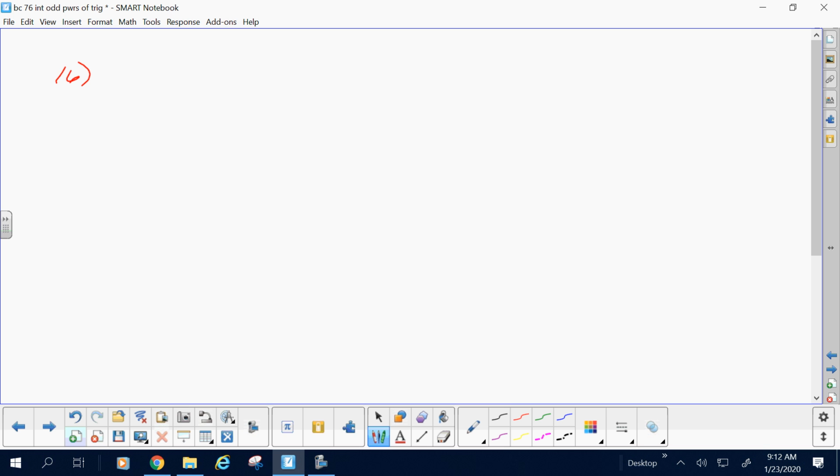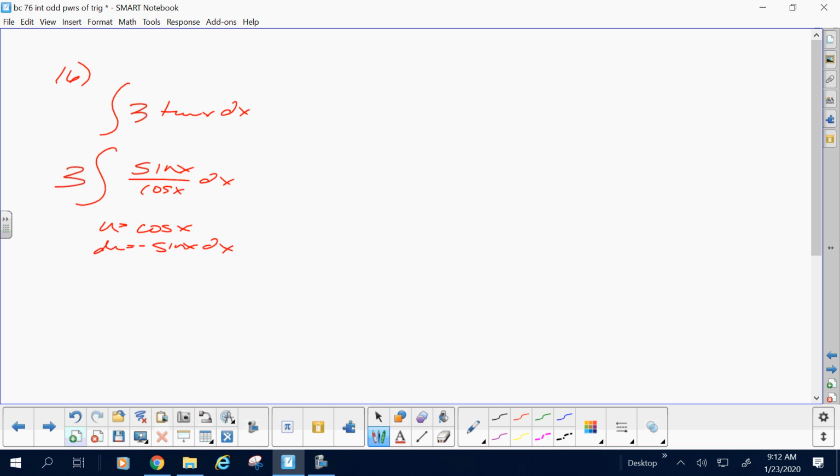16. Three tangents. Okay, this is definitely worth committing to memory. But what's the process of developing the antiderivative of tangent? Sine over cosine. If you let it be sine over cosine and then u-sub it, u is cosine, du is negative sine, which negative I'm going to move over. So it becomes -3 times 1 over u du. That's -3 natural log of the absolute value of u plus c, which is -3 natural log of the absolute value of cosine plus c.